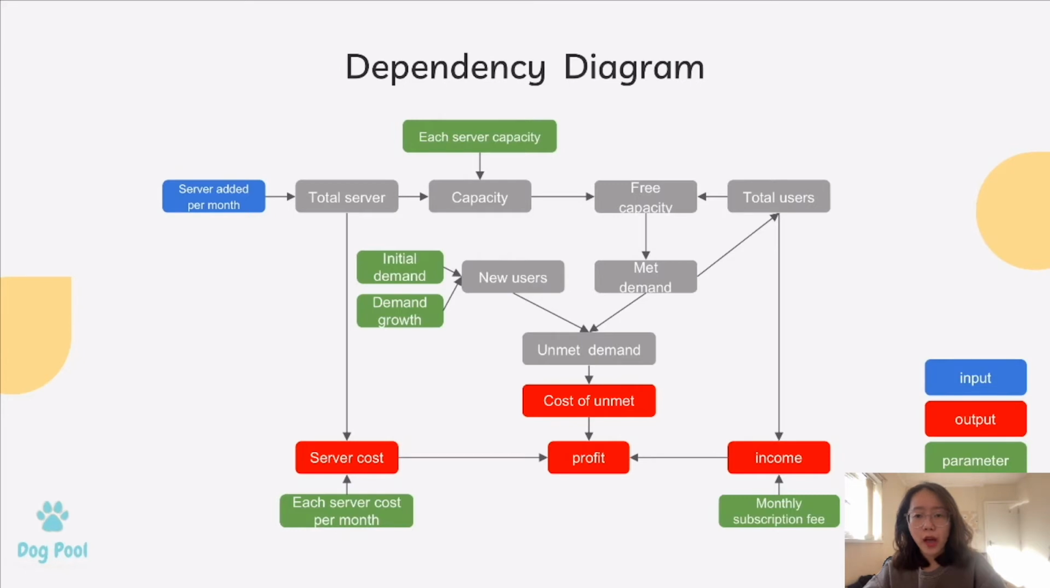In order to help you better understand the model logic, a dependency diagram is used here to explain the difference in user number, the variation in capacity, or other factors, finally showing the difference in cost and profit.